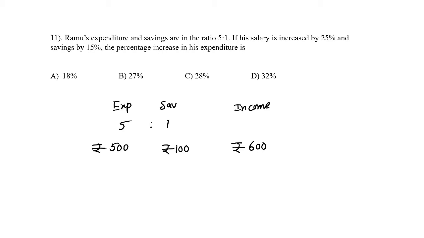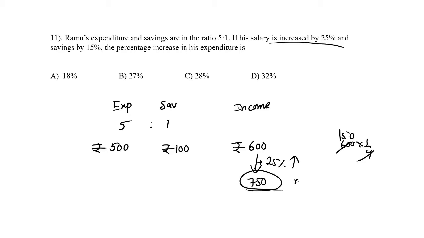Then if his salary is increased by 25%, that means 25 percentage increase in this 600. 600 into 25 percentage means 600 into 1 by 4. Then 1 time cancelled and 20, 5 times cancelled, 150. Increased means 600 plus 150 is the result. So 750. This is the new salary, the new income, 750. And savings by 15 percentage.